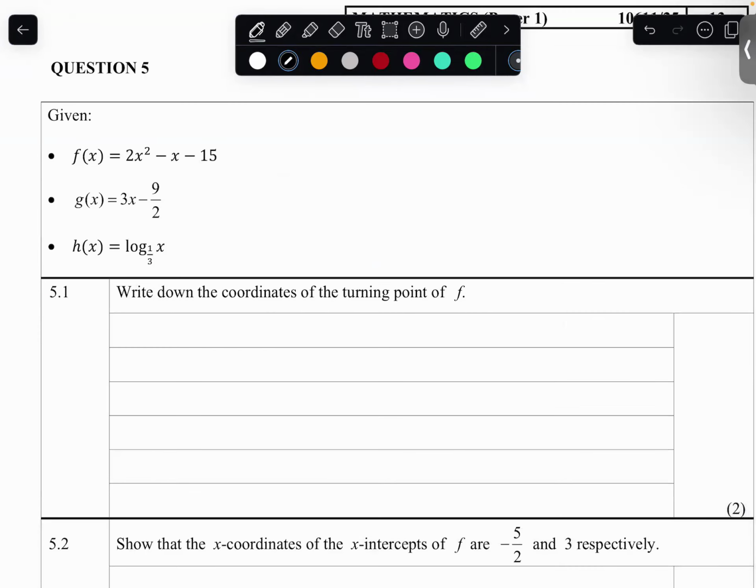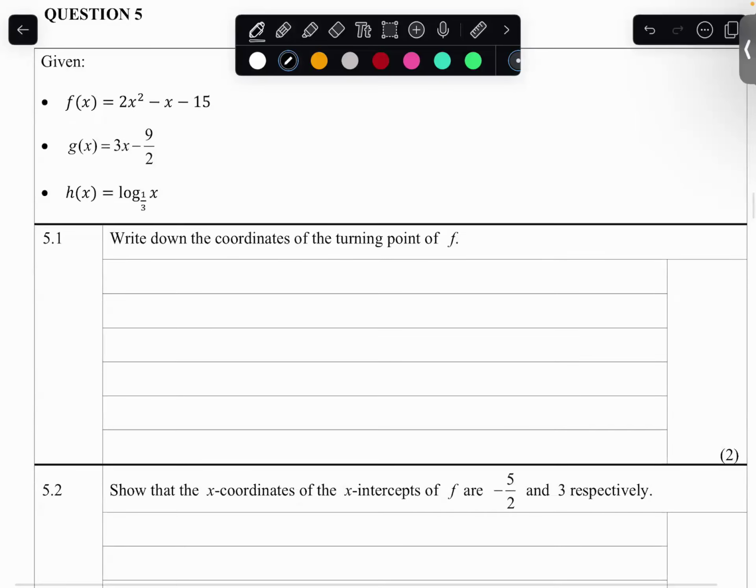Question 5. Given f of x is equal to 2x squared minus x minus 15, that's a parabola. g of x is equal to 3x minus 9 over 2 is a straight line. And h of x is equal to log x base a third. That is your inverse of an exponential graph. All right. Write down the coordinates of the turning point of f.